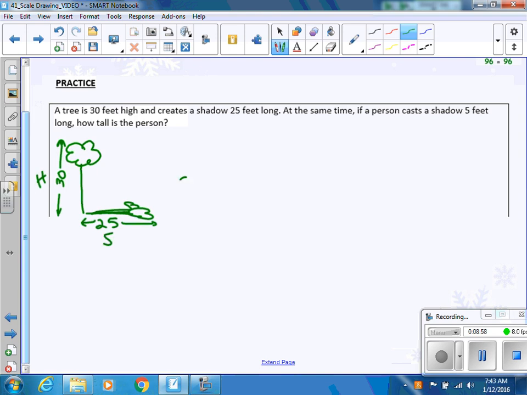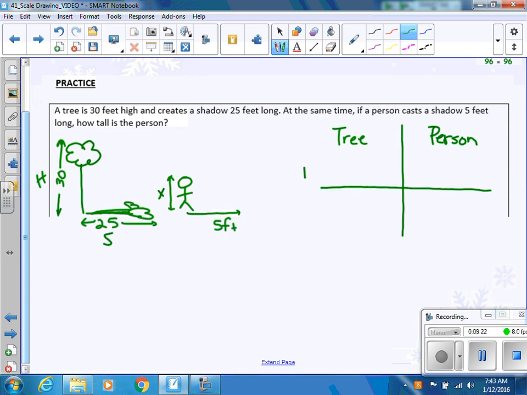And then it's saying at the same time I've got this person over here. And we don't know how tall the person is, but we do know the person casts a 5-foot shadow. So now I just need to find out how tall they are using a proportion. Again, I've got the tree here, and I've got the person right here. We're going to set up just like we did before, kind of almost a Punnett square kind of thing. We have their height on top and their shadow on the bottom. It's all in feet. So if you look, feet, feet.